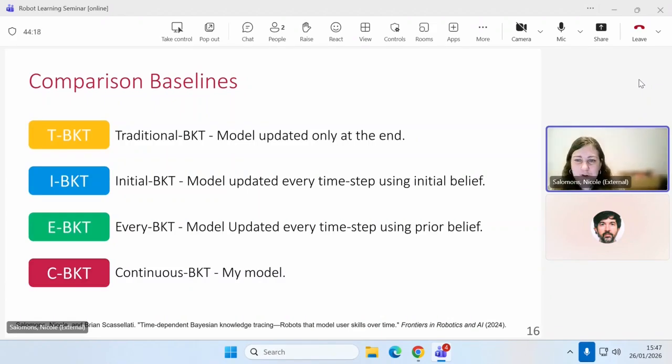As always in research, we want to show that our algorithm works. So we compare it to the state of the art. Our main comparison was with traditional BKT, where the model is only updated at the very end. We also created variations of BKT, one where the model is updated every single time step using the current observation. But due to noise, this becomes very jumpy and can very quickly go one way or the other. And then we have the every time BKT, where the model is updated every time step using a prior belief. And then we have our model, which is continuous BKT.